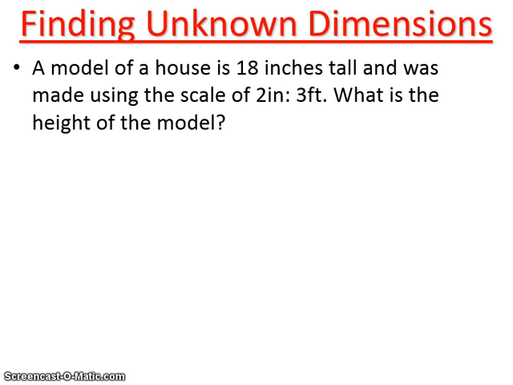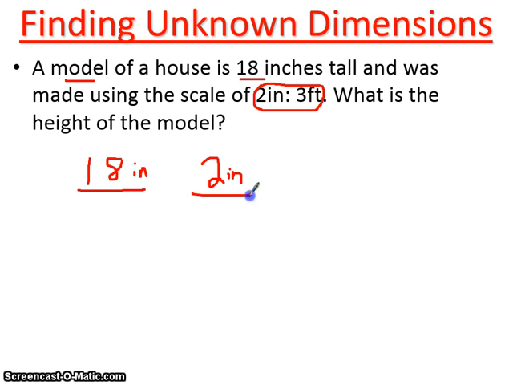Let's try one more example. A model of a house is 18 inches tall. So it's the model that's 18 inches. So 18 is going to go in the numerator because that is the scaled size. And was made using a scale of 2 inches is 3 feet. So that's our other ratio. 2 inches is 3 feet. It says, what is the height of the, I should say actual house. Fix that on your paper. What is the height of the actual house? So we're putting x on the bottom because we're looking for the actual size.